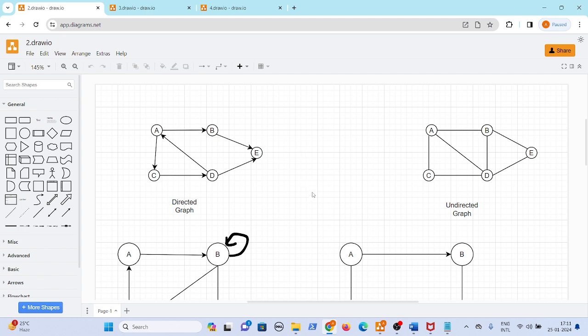Coming to the definition of graph, a graph is nothing but vertices and edges. If you see here A, B, C, D, E, these are called vertices, and these arrows are nothing but edges. So if you simplify, a graph is nothing but vertices and edges. Now, all vertices are connected by edges.